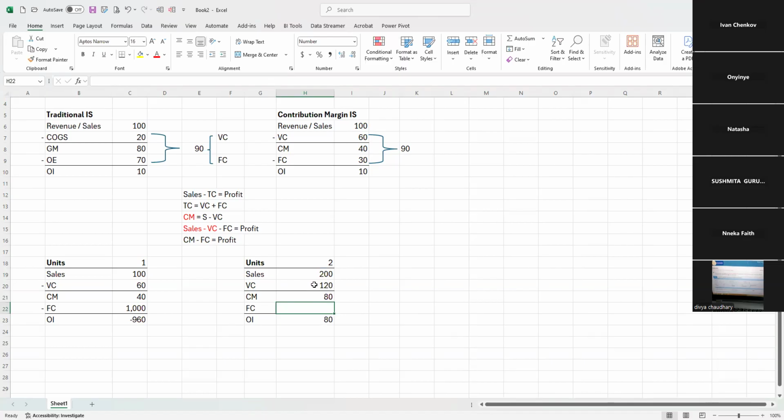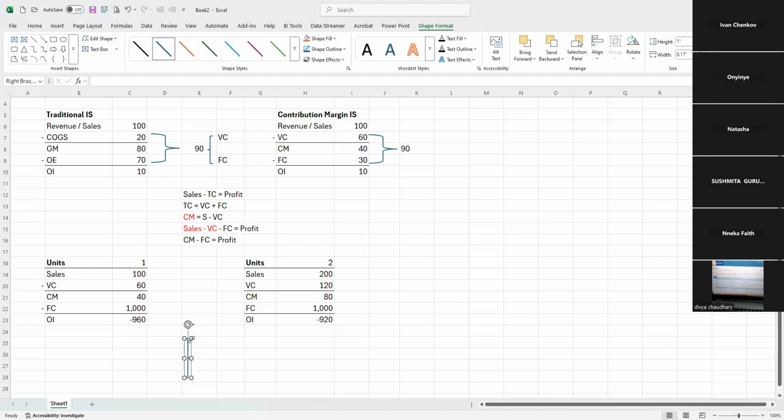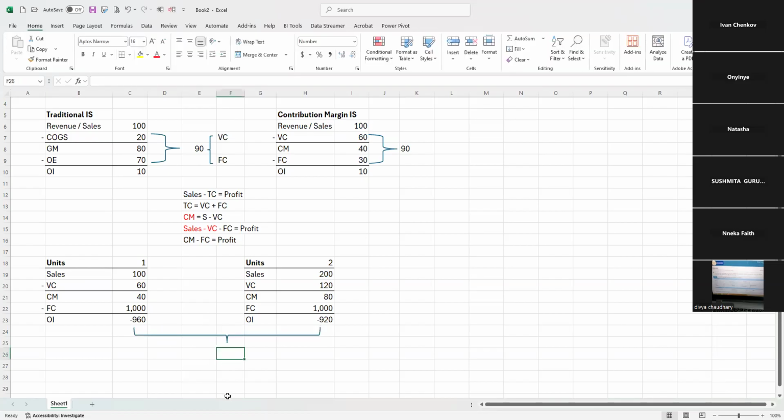How about the fixed cost? It should stay the same. Fixed cost, that's the beauty of the fixed cost. Fixed costs are fixed costs. Now, what's happened with my operating income or my operating loss in this case? I've got less of a loss. Why? The question is, why do I have less of a loss? Because we produce and sell more units. And also, how much is the difference between this contribution margin and this one? It's $40. Why is it 40?